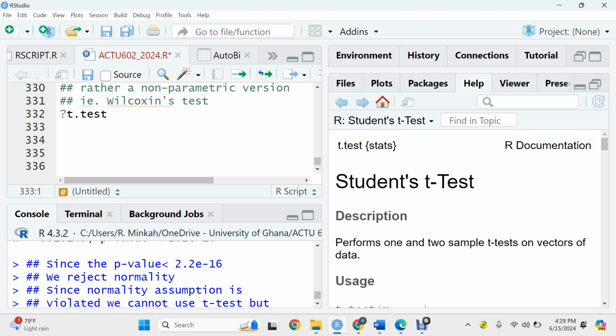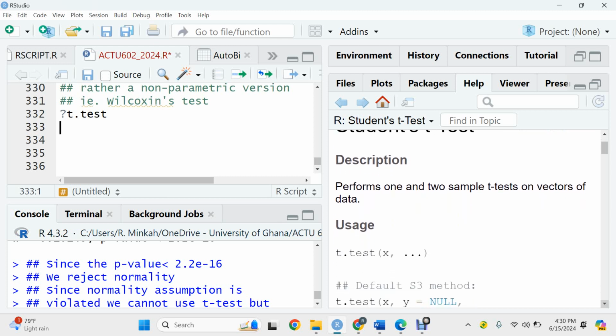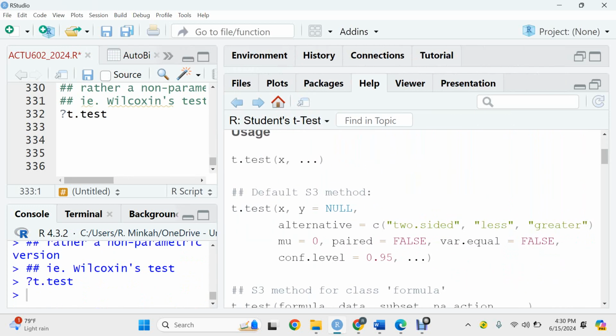Okay, so let's see. But we've realized that the t-test is not appropriate in this case. But if you want to do a t-test, a student t-test, it performs one and two sample t-tests. I've explained this, right? So this is how it looks. Your X will be the first data, your Y the second data.